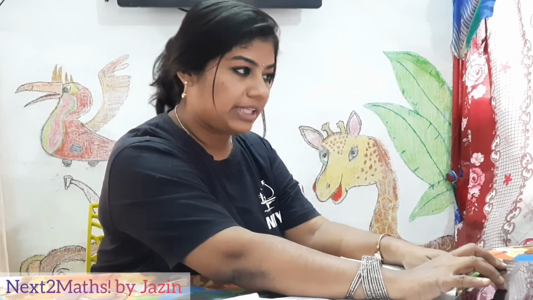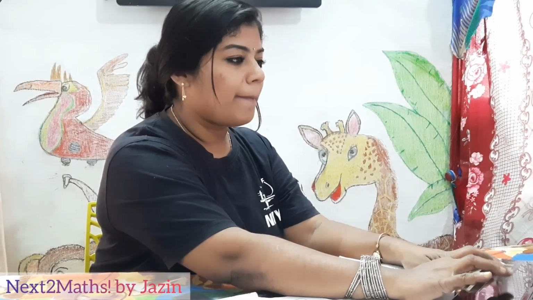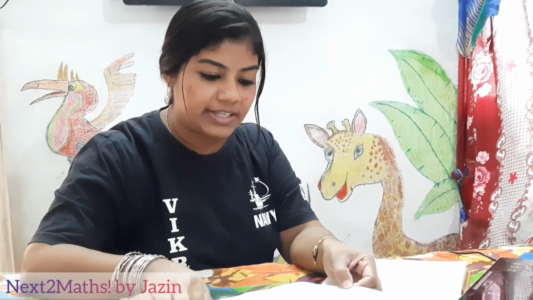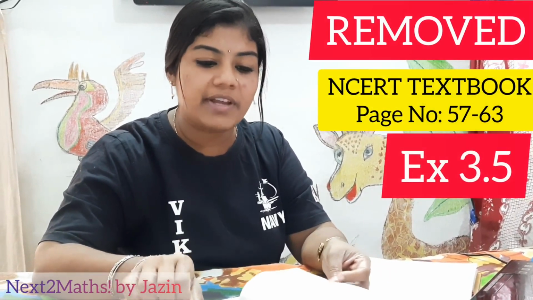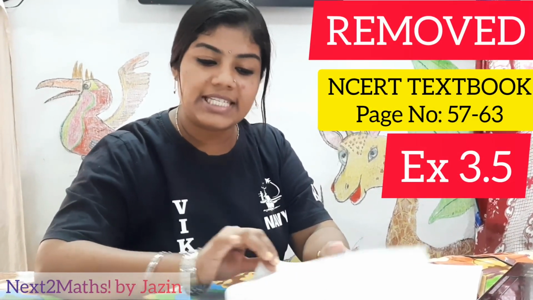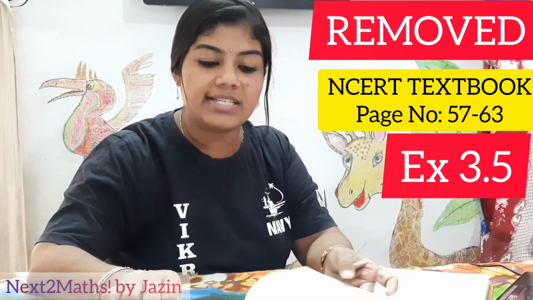Coming to chapter 3, pair of linear equations in 2 variables. The cross multiplication method is already given. We studied the cross multiplication method, and that is also cancelled. In some schools it is already taken and in some it is not, but please listen: this portion is completely removed from your syllabus. Textbook page number 57 onwards: 57, 58, 59, 60, 61, 62 and 63.